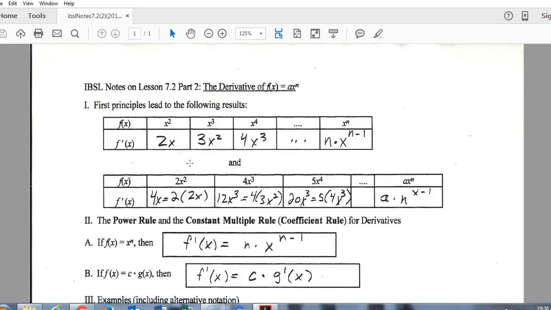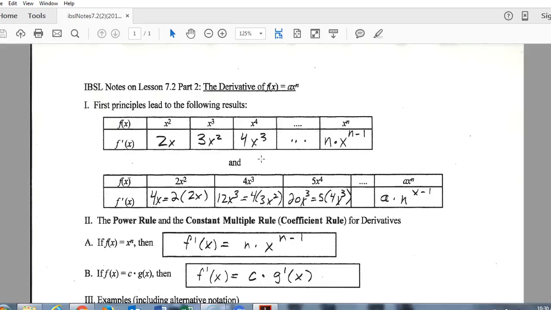All right, for lesson 7.2, part 2, you are now looking at an easier way to find a derivative. So we saw in part 1 the first principles method. This is just another method to get you the answer, but obviously you'll see after this video, if you haven't done calculus before, this is just a much more efficient process than what we did yesterday.